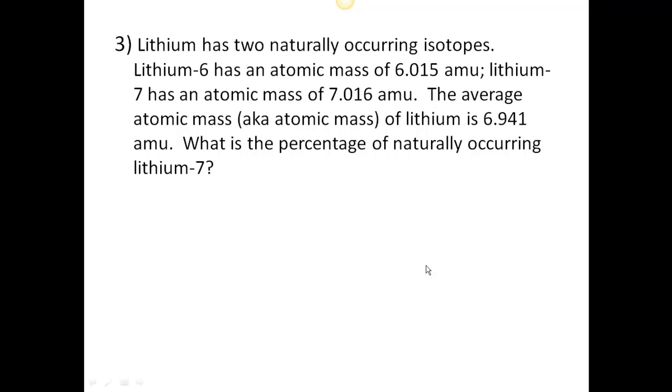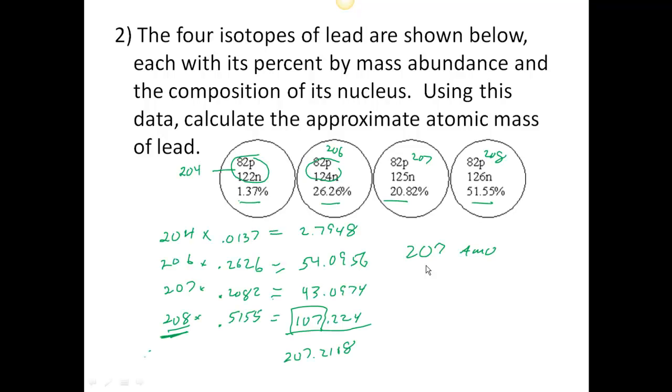Okay, so lithium has 2 naturally occurring isotopes, and it gives you the atomic mass, and it asks you what's the percentage of naturally occurring lithium-7. So let's go back and see how we did this. Well, if you remember, we took the mass and we multiplied by a percent. And we then took the next mass and multiplied it by the next percent. And when we were all done, we added all those numbers together to come up with a total.